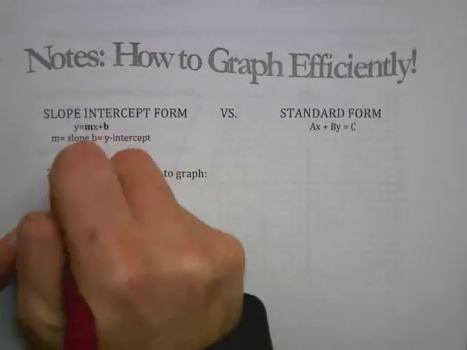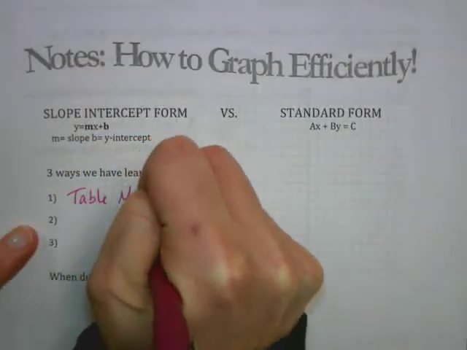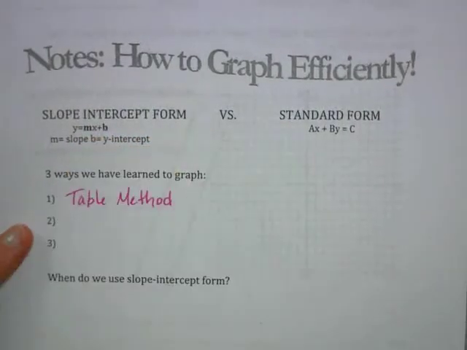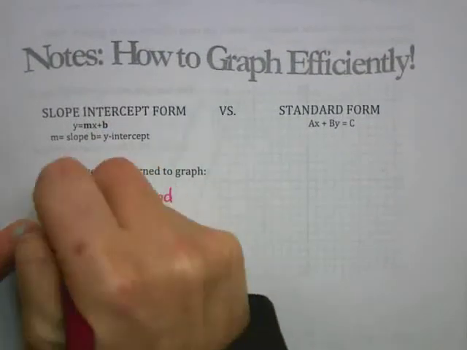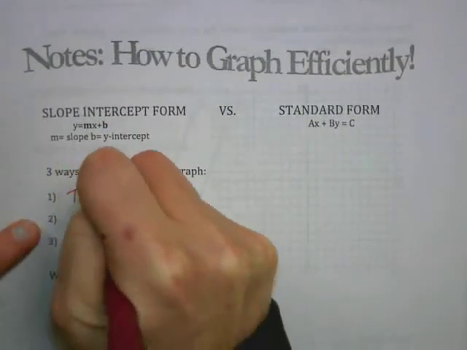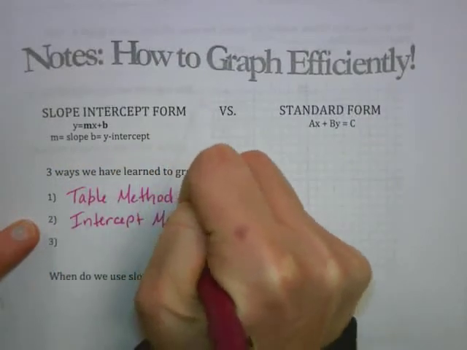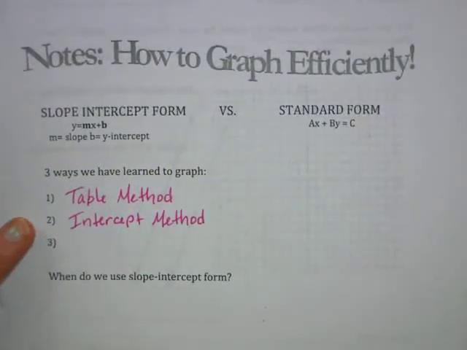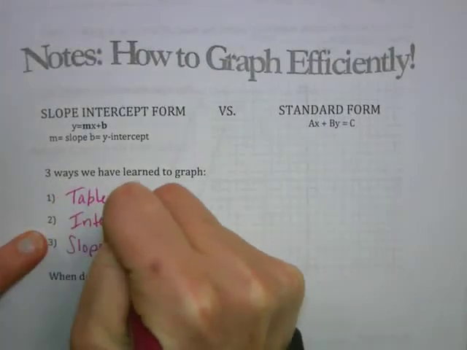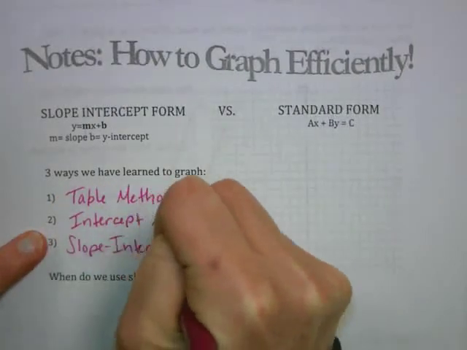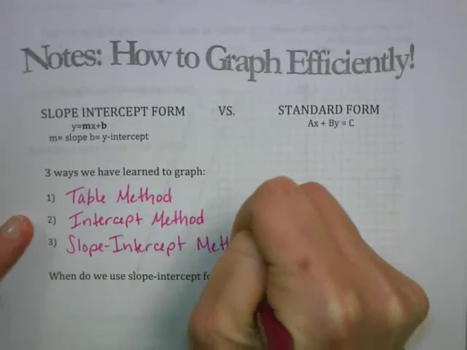The first method we learned was the table method, where we had to pick at least 4 points and make a table and plot them out. The second method we learned was the intercept method, where we found the x and the y intercepts. And the third way was the slope-intercept method. And this method was where we found m and b, and then used them to help us graph.